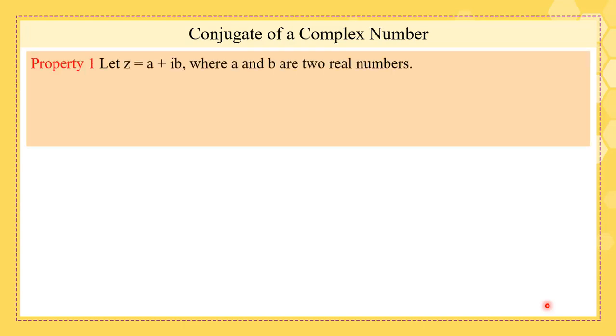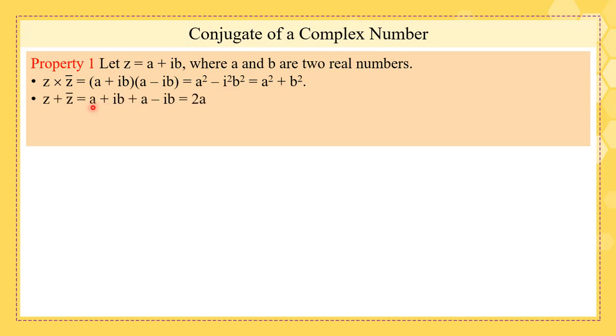Now let's see the properties of the conjugate of a complex number. z is as usual a plus ib, where a and b are two real numbers. What is z times z bar? If we just expand these two quantities, we get a squared plus b squared. Remember, because i squared is negative 1.